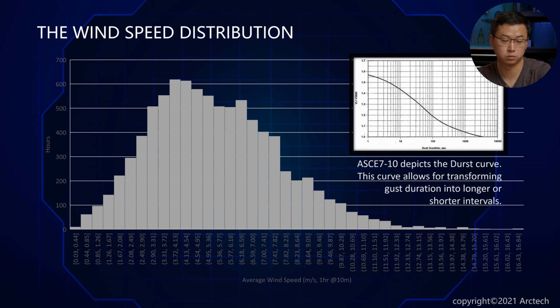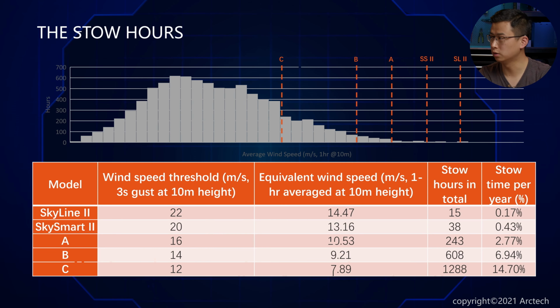Most are right in the middle left here. They are kind of low wind speed. But still, if we place the wind speed threshold onto that curve, you can see how much stowage is occurring.